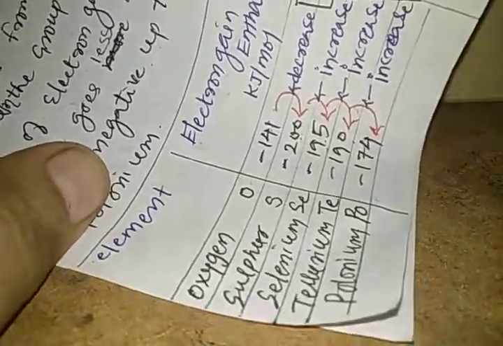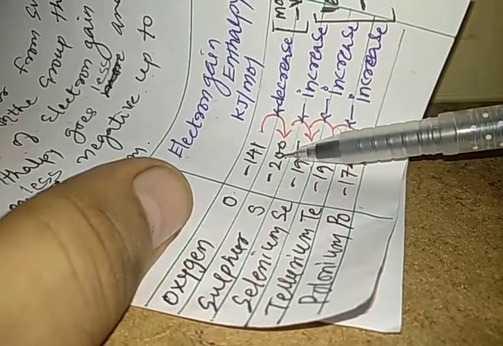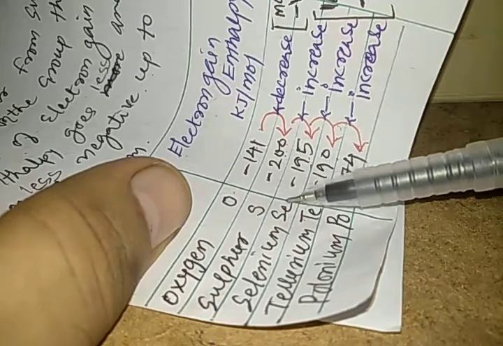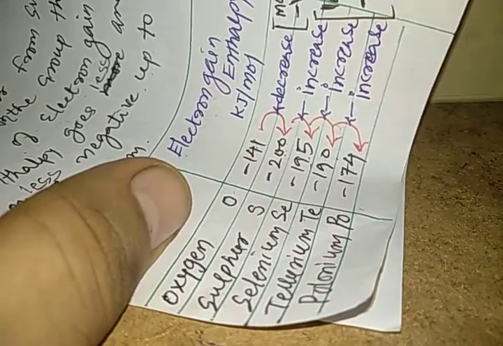Hello dear students, we have just seen the electron gain enthalpy for oxygen. From oxygen to sulfur it decreases, which means it goes more negative, but from sulfur to selenium, selenium to tellurium, tellurium to polonium, the value actually increases, or the value goes less negative.